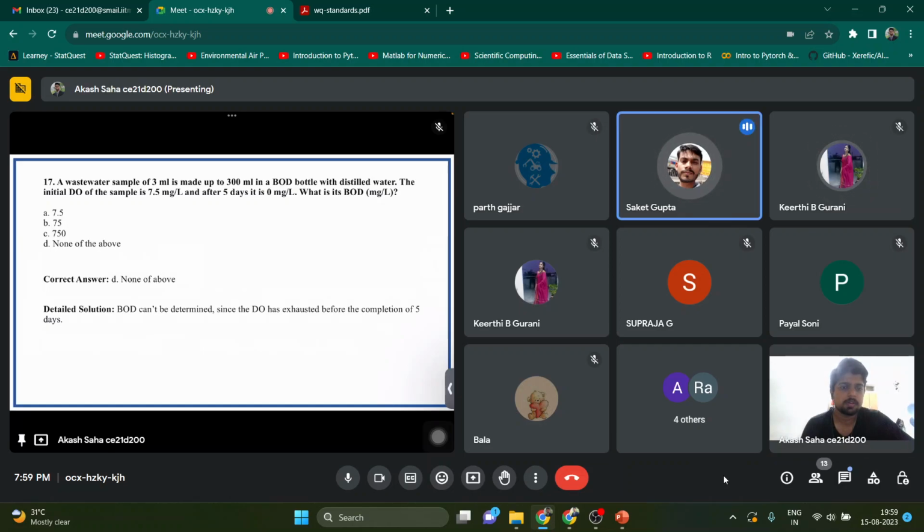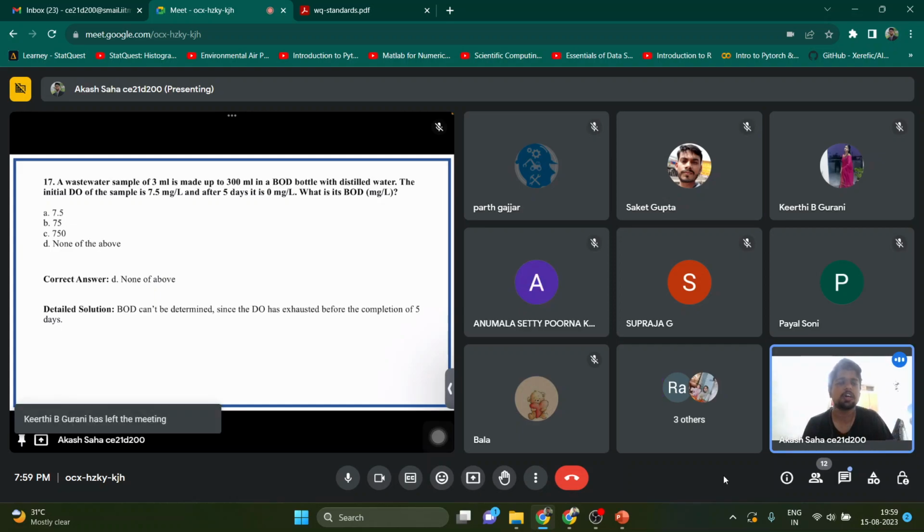So it means we require both readings. Yes, we need both the readings. There should be a reading for initial also, and there should be a reading for final also. Then only we are pretty much sure that the system requires this much of DO. If it is becoming zero, we don't know how much extra it would have required.